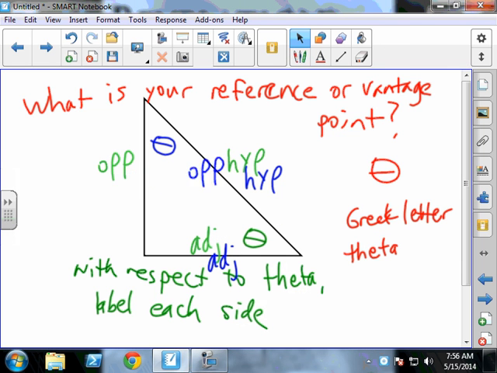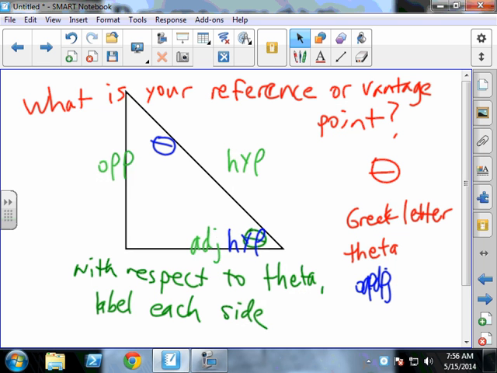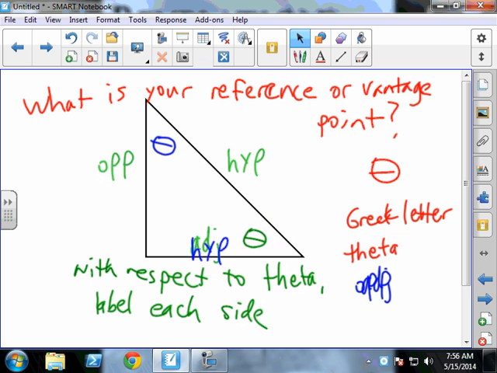Now we're going to have to find the opposite, hypotenuse, and adjacent of blue theta. That's incorrect. The hypotenuse is the side on the right. There we go. Adjacent is the side adjacent to it. And all that leaves is opposite.